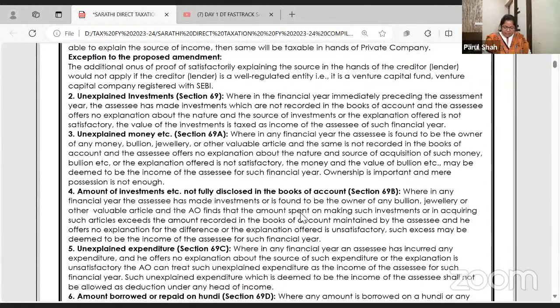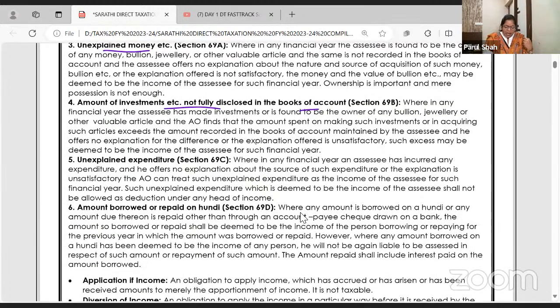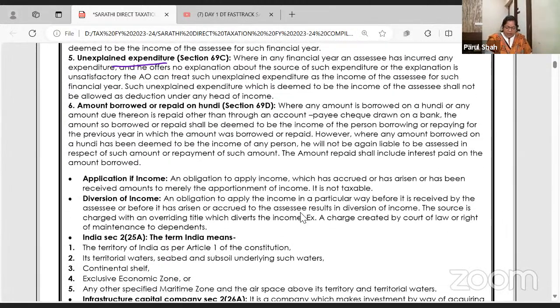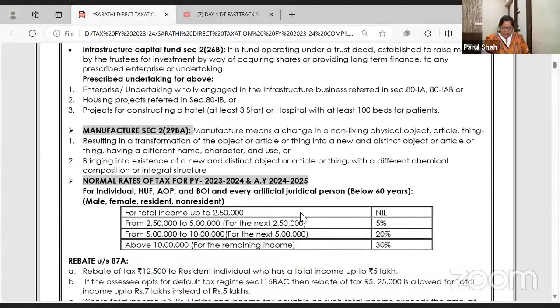It has different kinds of income, like unexplained investment. You have a bungalow where you have spent 1 crore just on renovation, so from where did you spend? There is money, cash, jewelry located at your home and you are not able to give the proof. Investments not fully disclosed, unexplained expenditures, lavish travels, birthday parties, mobile phones, celebrations. Where are you spending from when you have not earned? Borrowing and repaying more than 20,000 in cash. So this is all coming in this.